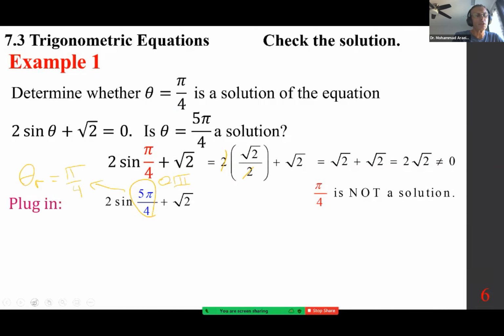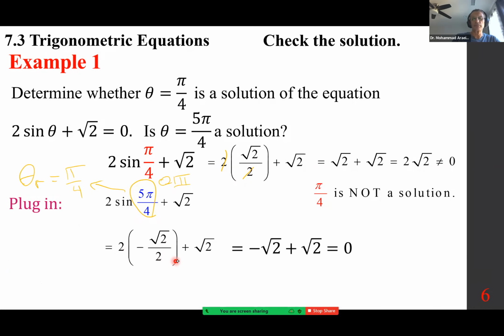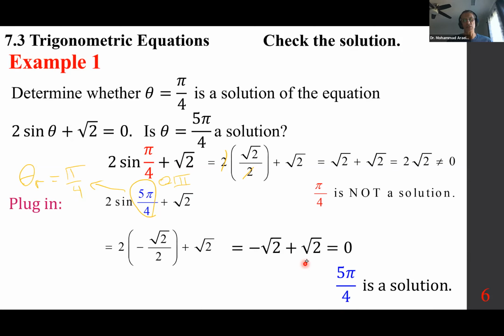So the reference arc is pi over 4. The answer is square root of 2 over 2, because in the third quadrant sine is negative, so we make it negative. The 2's cancel each other. These 2 add up to 0. Therefore, this is a solution. 5 pi over 4 is a solution.